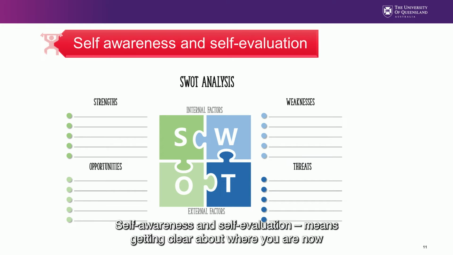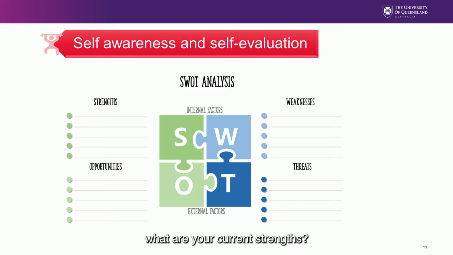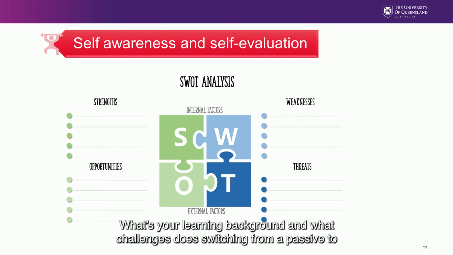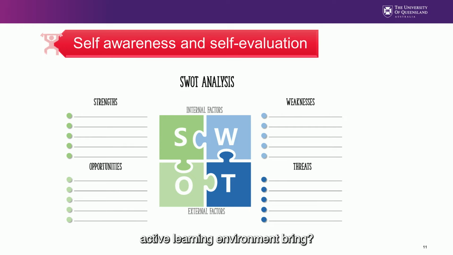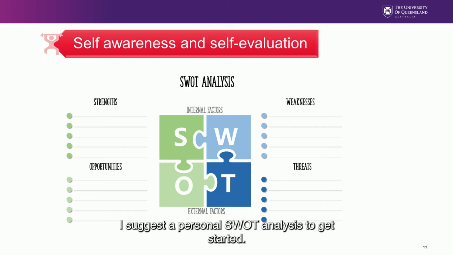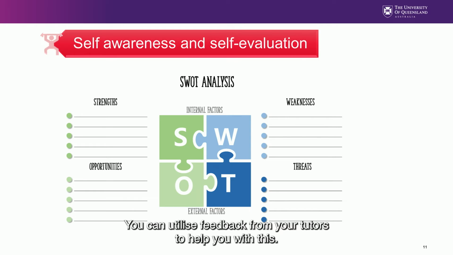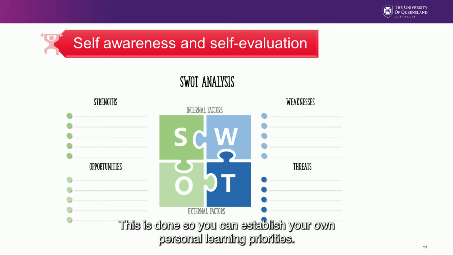Self-awareness and self-evaluation means getting clear about where you are now. What are your current strengths? What's your learning background, and what challenges does switching from a passive to active learning environment bring? What has worked well in the past or not so well? What habits are you attached to? What fears do you have? What opportunities are there to explore? I suggest a personal SWOT analysis to get started. You can utilise feedback from your tutors to help you with this. And this is done so you can establish your own personal learning priorities.